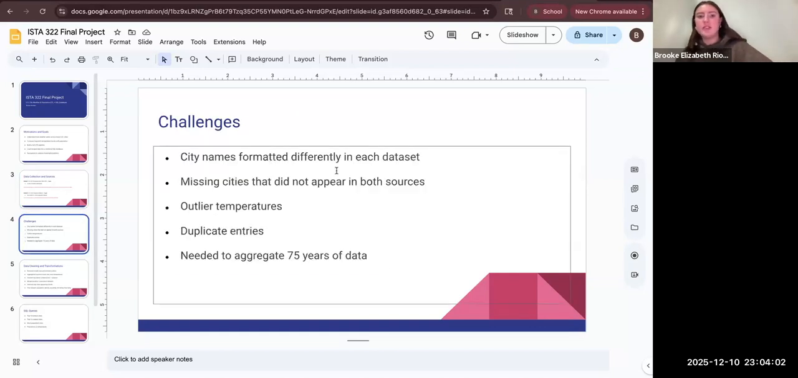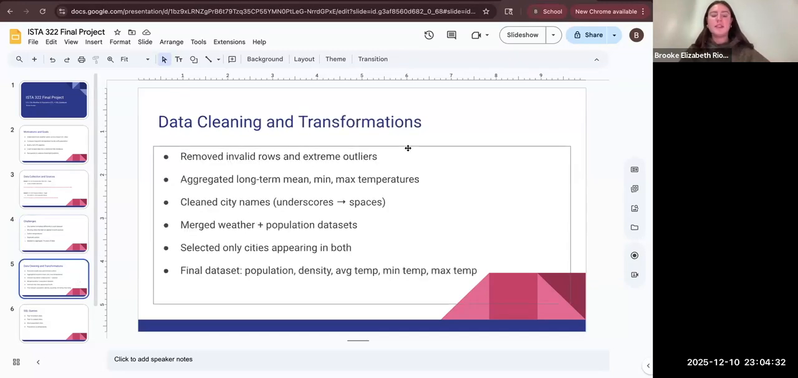Some of the challenges were just the city names being formatted differently and transforming the data so it was all the same. There were missing cities that didn't appear in both sources because one had way more cities. There were some outlier temperatures, some duplicate entries, and for the one it was 75 years of data, so that's a lot of data.